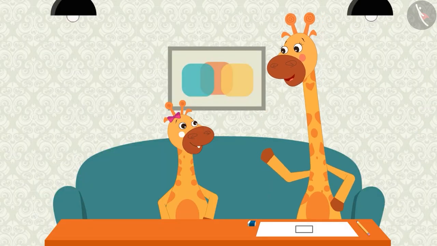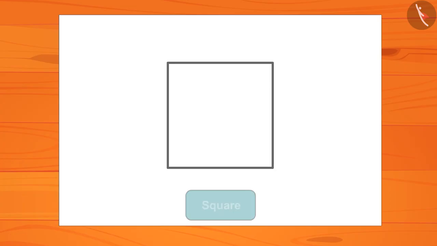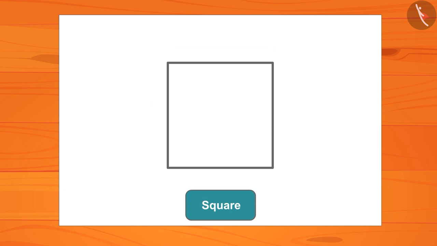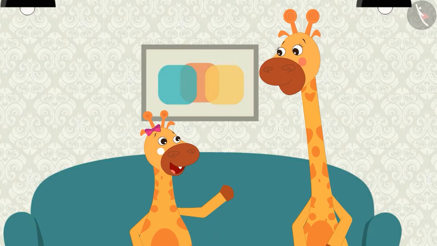No, Gaffy, it's not a rectangle. It's a square. All lines of square are equal. Yes, Mom, I get it.